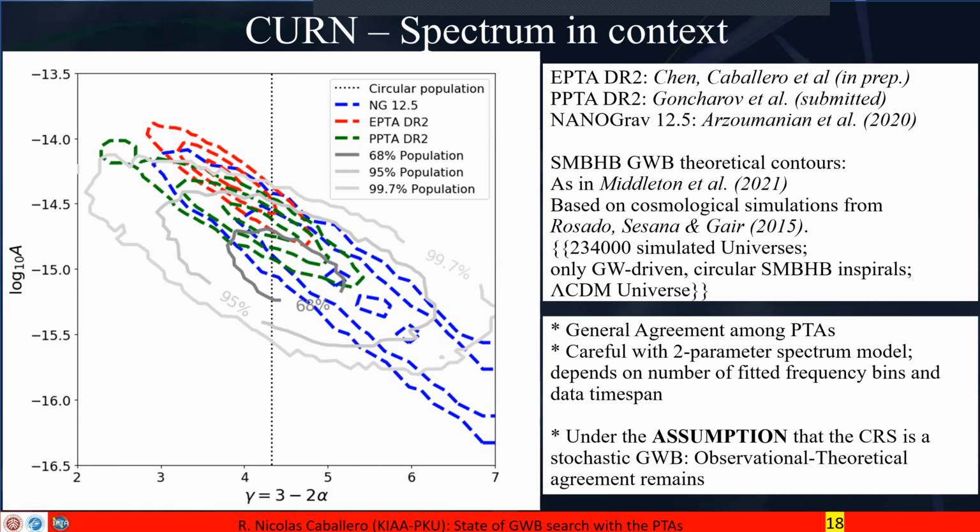And with the gray contours, you see the theoretical predictions that were made based on cosmological simulations by Rosado and Sesana.